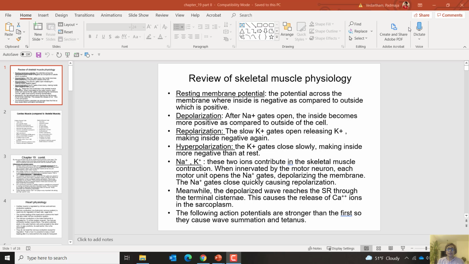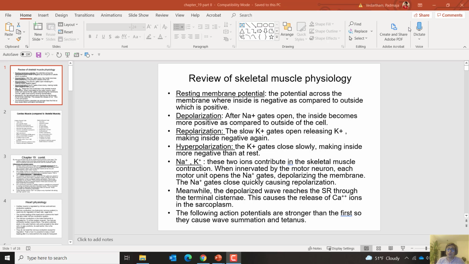So let's now look at the cardiac muscle physiology. Before we go into that, I'm going to quickly review the skeletal muscle physiology. If you remember from ANP1, skeletal muscles have a resting membrane potential, which is the inside of the membrane as compared to the outside of the membrane. Inside is negative, outside is positive. Inside you have potassium ions, and outside you have sodium ions.